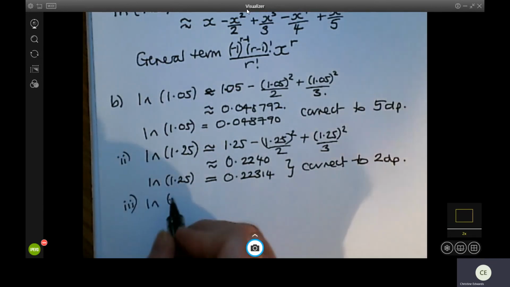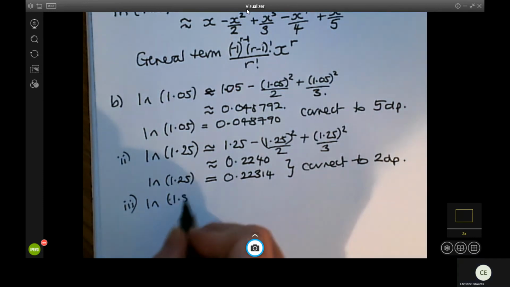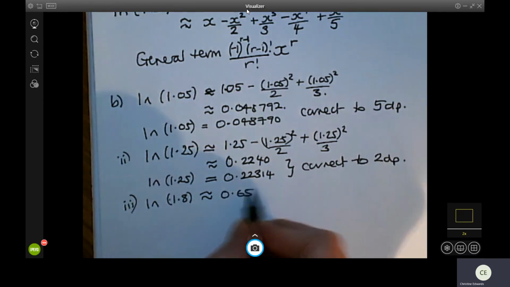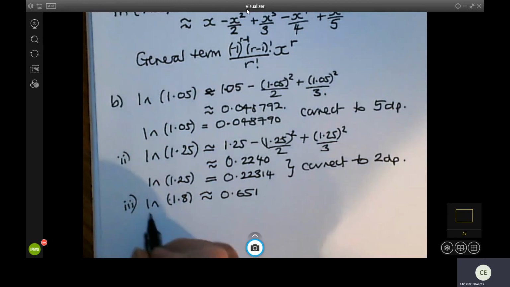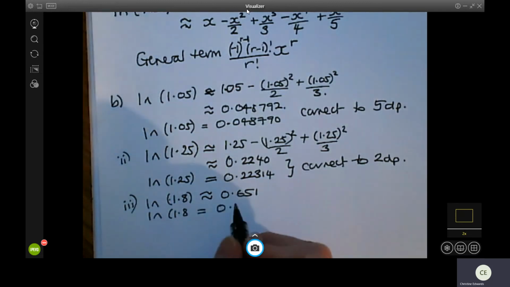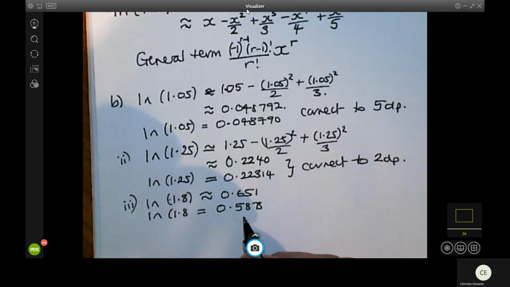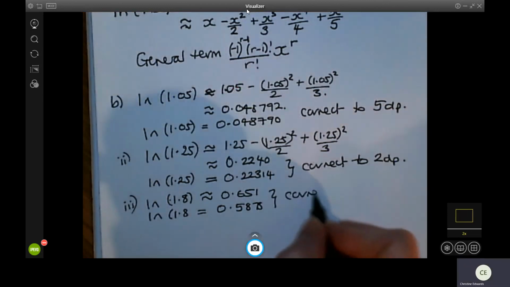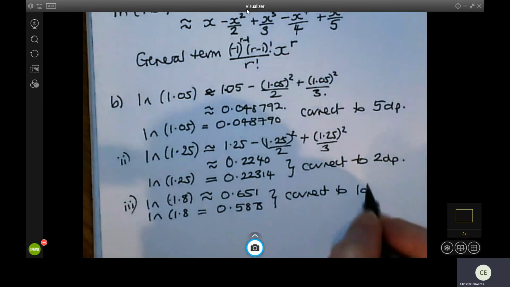And then last but not least, to number 3, I've been asked to come up with the log of 1.8. The approximate value for that, having subbed into the Maclaurin series, is 0.651. The actual value for this one is 0.5878. So we could say, with appropriate rounding, that we're correct to 1 decimal place.